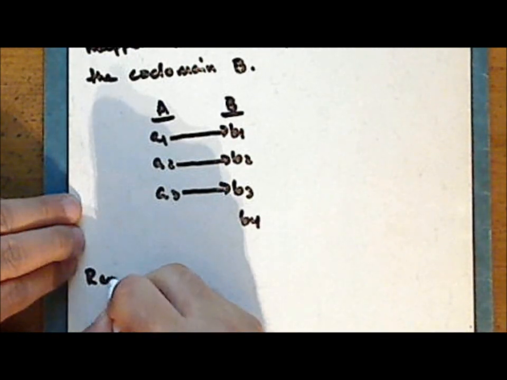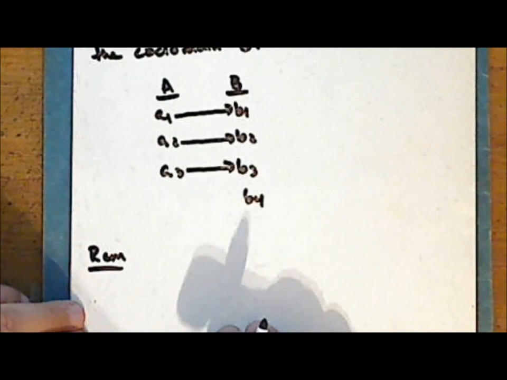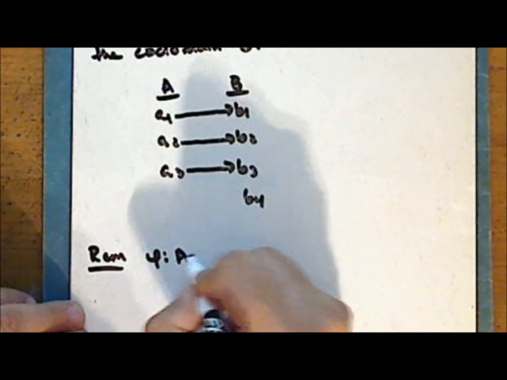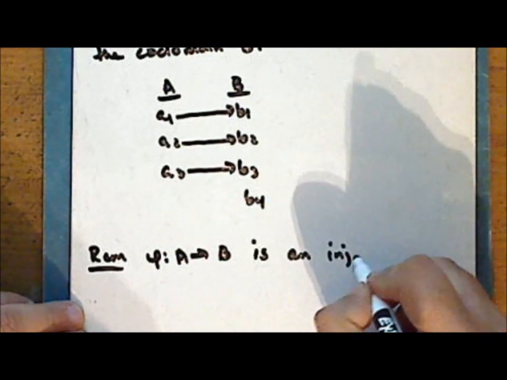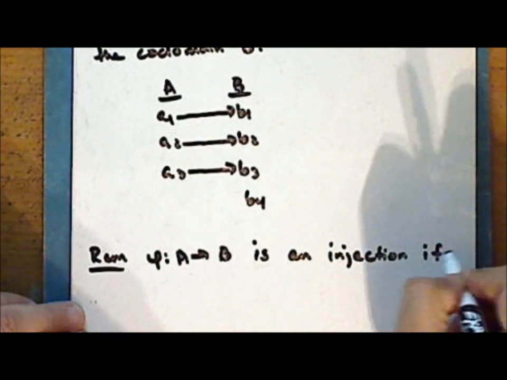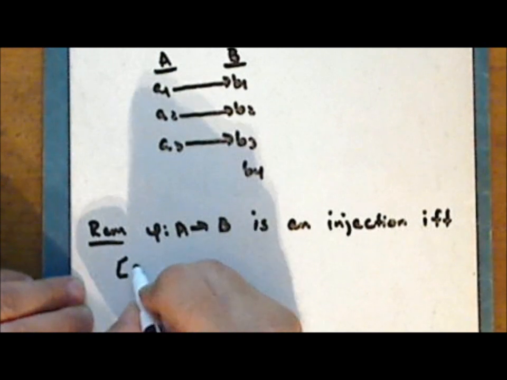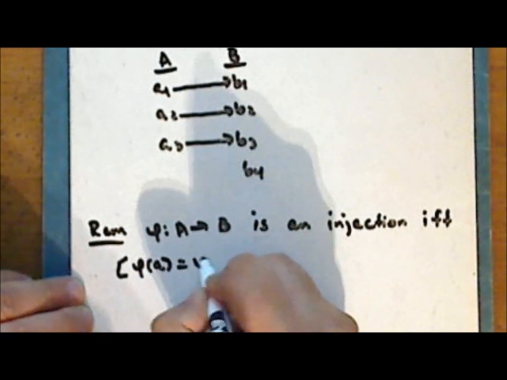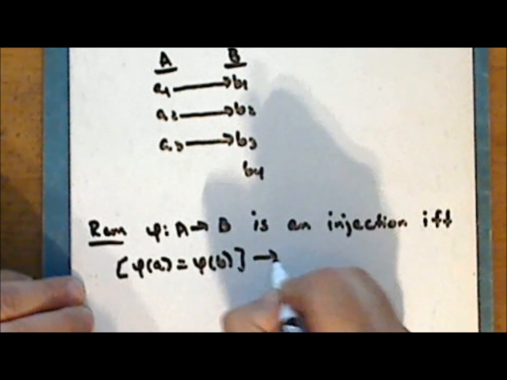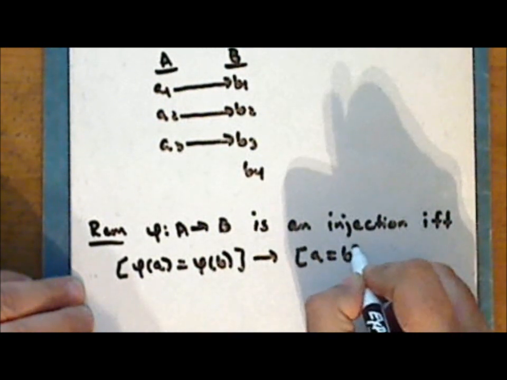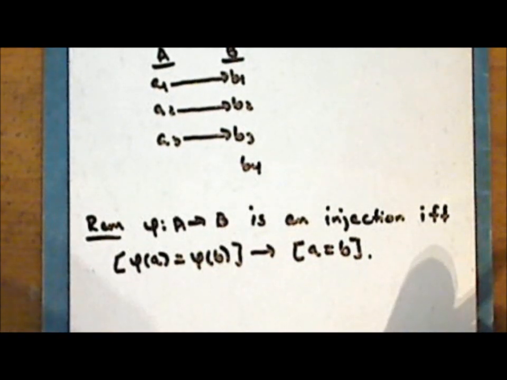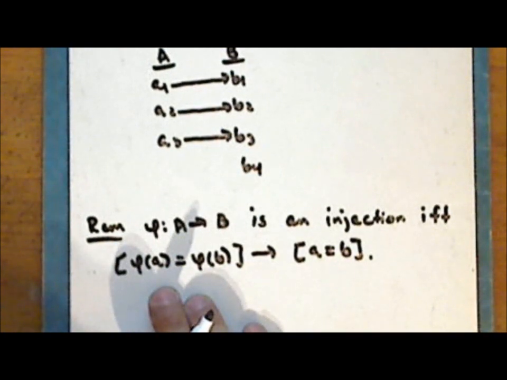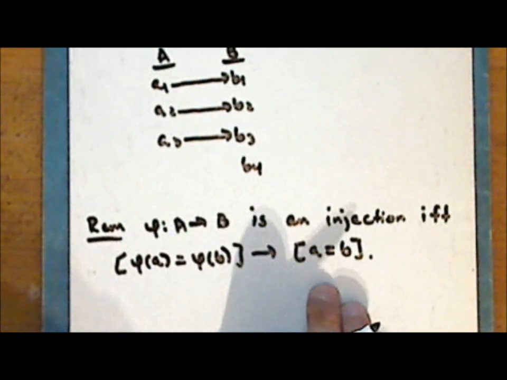So notice that we can restate the definition this way. The function phi from A into B is an injection if and only if the assumption that phi of a is equal to phi of b implies that the arguments a and b are the same. And this is how we prove that a function is an injection. We assume that phi of a is equal to phi of b and show that this leads to the conclusion that a is equal to b.